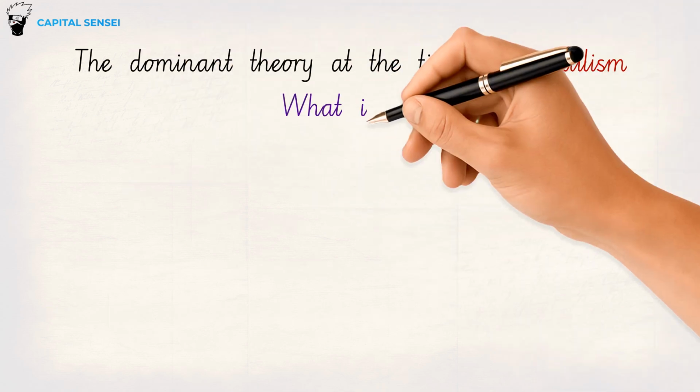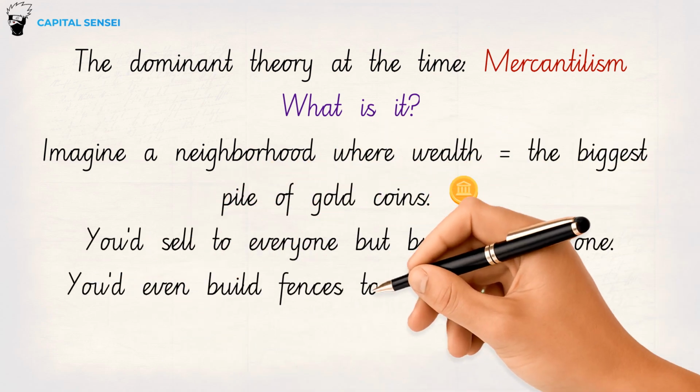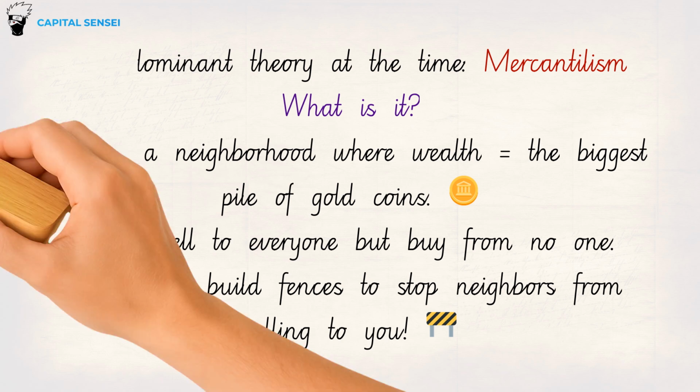At the time, the dominant economic theory was something called mercantilism. Now, what on earth is mercantilism? Imagine you and your neighbors on a street all believe that the richest person is the one with the biggest pile of gold coins in their basement. So, you do everything you can to sell stuff to your neighbors, but you refuse to buy anything from them, because that would mean giving away some of your precious gold. You'd probably even ask the local authorities to put up a fence to stop your neighbors from selling their goods on your lawn. That, in a nutshell, was mercantilism.